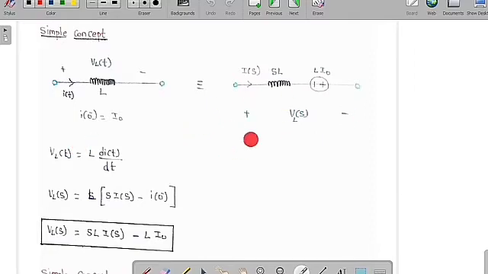Here, in case you forgot this, you can use even this formula, which is VL of t is equal to L into di by dt. If you apply the Laplace transform, we are going to get VL of S is equal to L into S I of S minus I of 0 minus. If you do the multiplication, we are going to get VL of S is equal to SL I of S minus L I naught 0. If you apply the KVL in this loop, with minus to plus as positive, and plus to minus as negative, and rearrange, we are going to get VL of S is equal to SL into I of S minus L I naught. Even if you know this, you can blindly get this circuit.